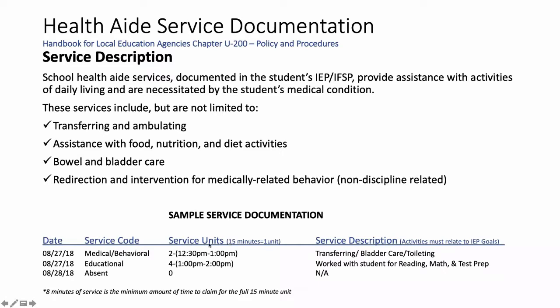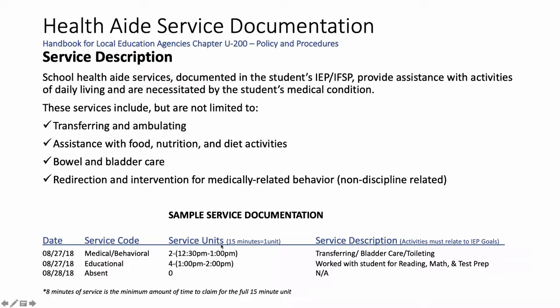And then it has service units, and some vendors will have you just put direct minutes. Some will have you do units. Again, that is a component that is captured. And then the service description. Medicaid does direct that activities related to the service must be related to IEP goals. So any of these types of things will be related and connected back to the student's IEP, medical condition, and goals. Those are just examples under those areas. But if you have an educational example here, where they work with the student on reading, math, and test prep, this would not be billed to Medicaid. It's not a claimable service because it's not medical or behavioral, it's just educational. So those are some important notes to keep in mind.